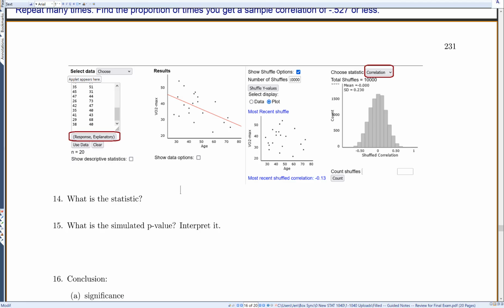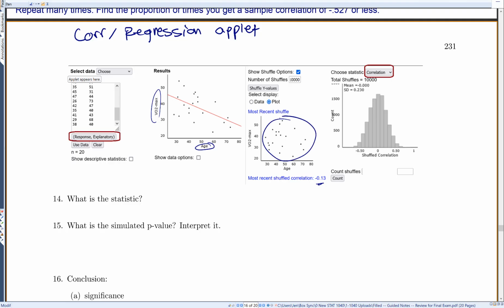So let's see. First, I pulled up my correlation regression applet. And when I put it in, remember we had to change our response and explanatory. So we have our age here, we have our VO2 as the response variable. I put in 10,000 shuffles. This is my most recent shuffle. You'll see that the points look like they're just very randomly scattered. And my correlations are very close to 0. Okay, these are all of my different shuffled correlations. So I have 10,000 different shuffled correlations.